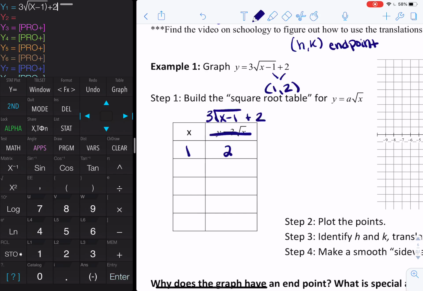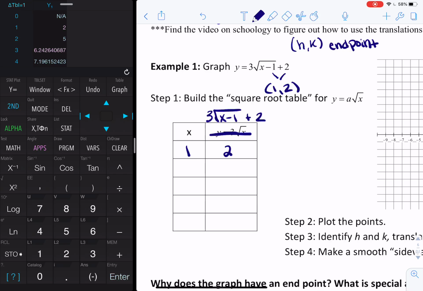And let's go ahead and look at the table. So we know that we're starting with 1, 2, and I can see it there. Anything below it isn't working, and we'll talk about that in a minute. So I'm going to write down 2, 5, 5, 8. And you could use other points as well, but it's nice to find a few points you can plot that just aren't decimals.